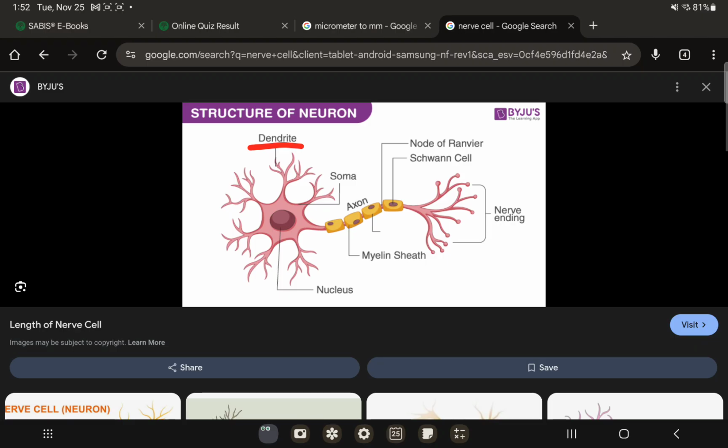And then here, I didn't label it here, but these things in the end are the axon terminals. This is the cell body, which contains the organelles and is where the message is conducted. And then that's it. So this is a neuron or a nerve cell.